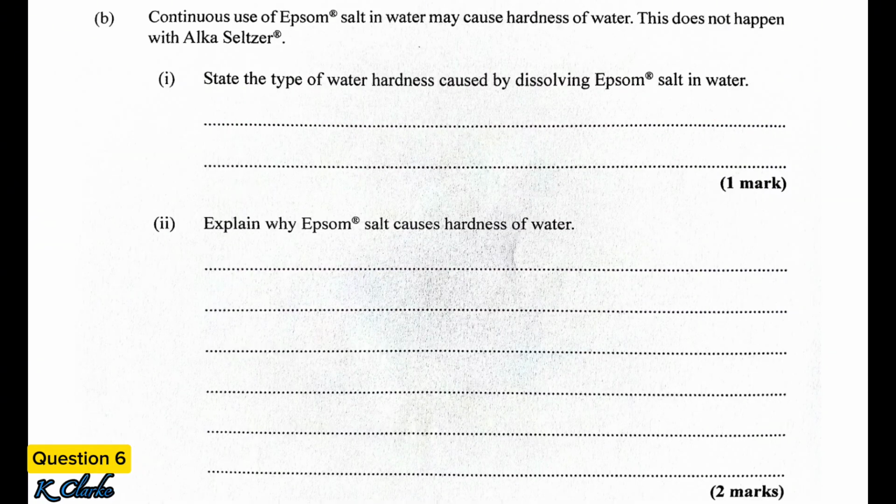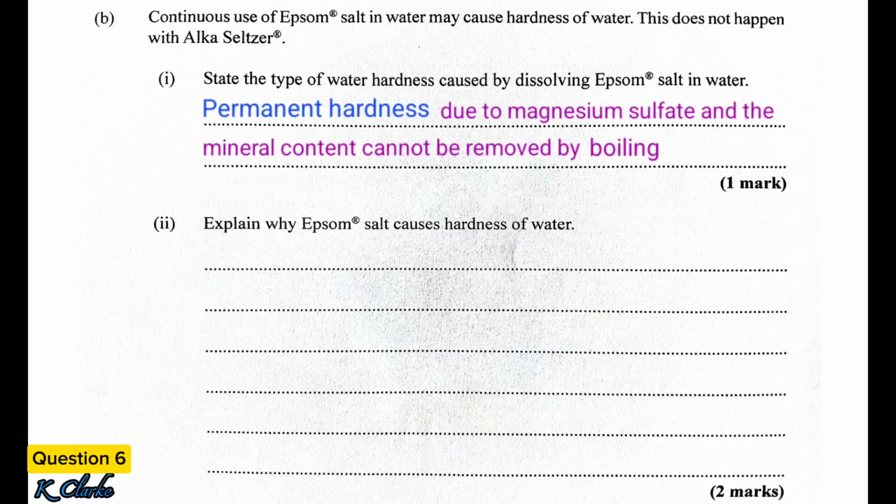B. Continuous use of Epsom salt in water may cause hardness of water. This does not happen with Alka-Seltzer. Part 1. State the type of water hardness caused by dissolving Epsom salt in water. The answer is permanent hardness because magnesium sulfate and the mineral content cannot be removed by boiling.